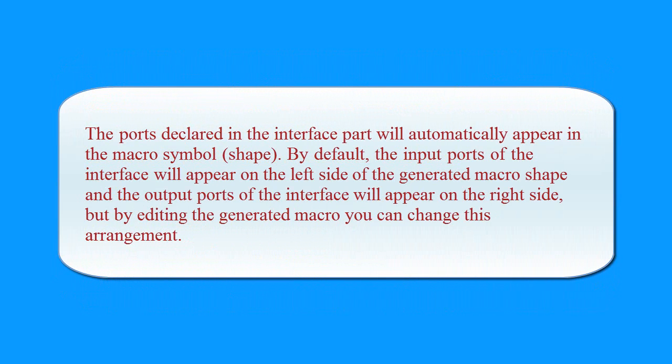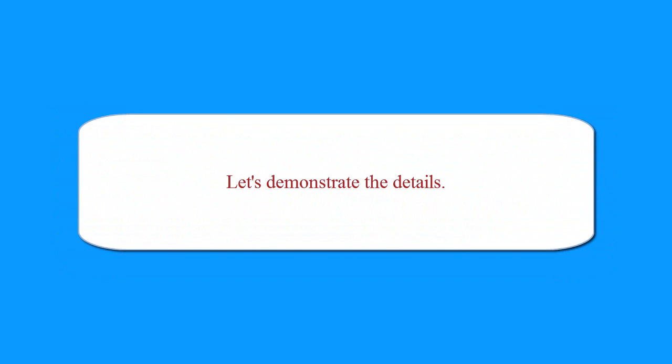The ports declared in the interface part will automatically appear in the macro symbol shape. By default, the input ports of the interface will appear on the left side of the generated macro shape, and the output ports of the interface will appear on the right side. But by editing the generated macro, you can change this arrangement. Let's demonstrate the details.